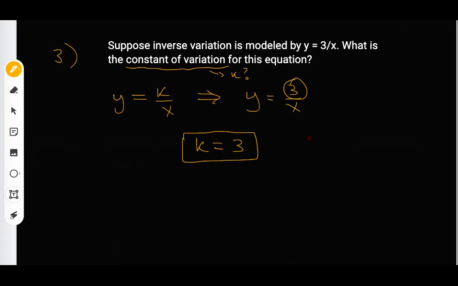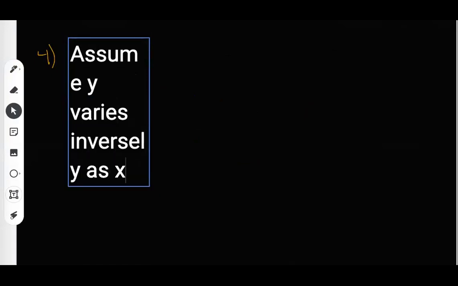Okay, we're going to do 2 more questions, and then we'll call it a day. All right, number 4. Number 4 says, assume y varies inversely as x. If k equals 9, find x when y is equal to -1.